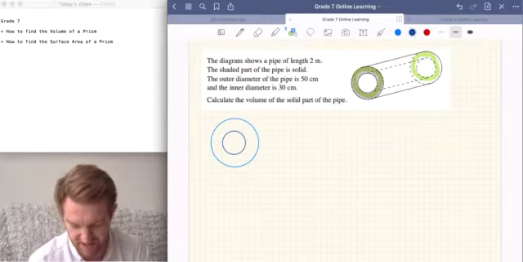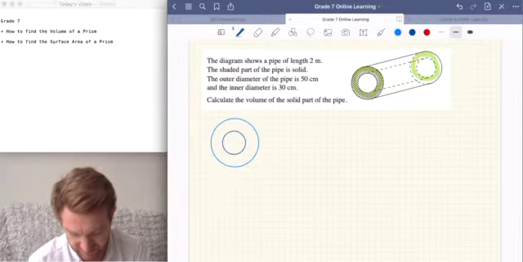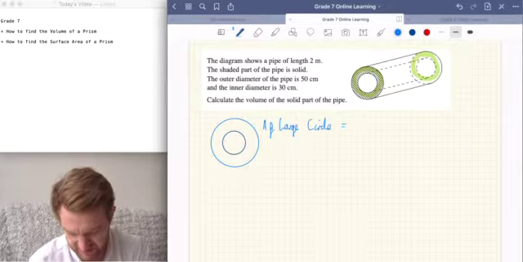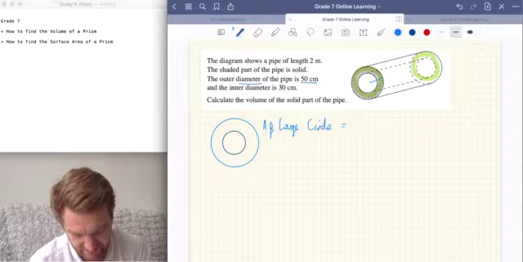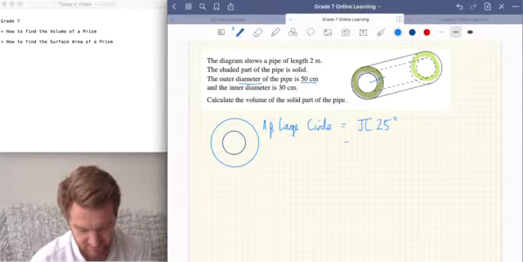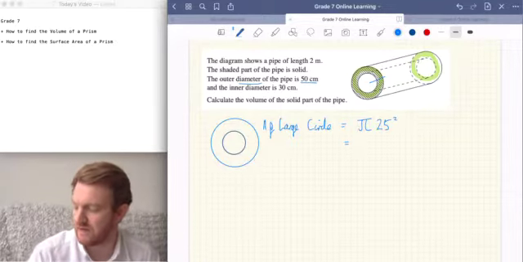And we're looking at the area in between. So the large circle, and again, we're going to leave our answer in terms of pi. The area of this is going to be, well, it says the diameter is 50, so that means that the radius is 25. It's going to be pi 25 squared. So again, we're going to leave it in terms of pi.